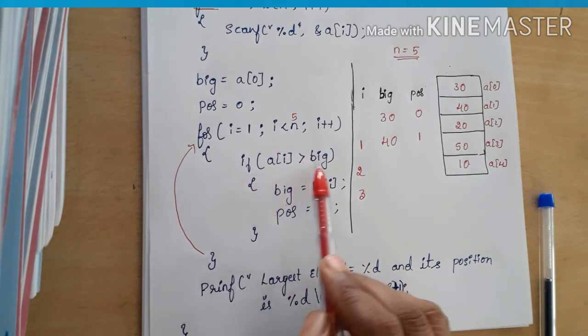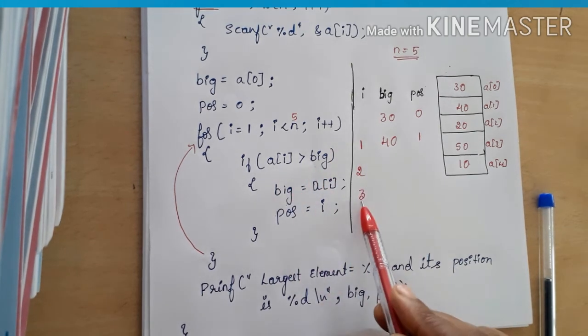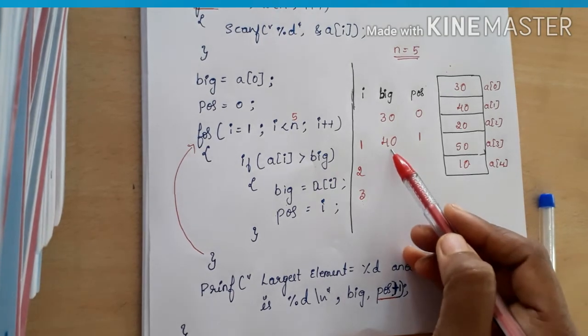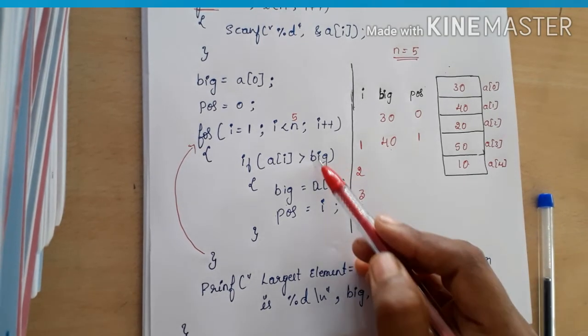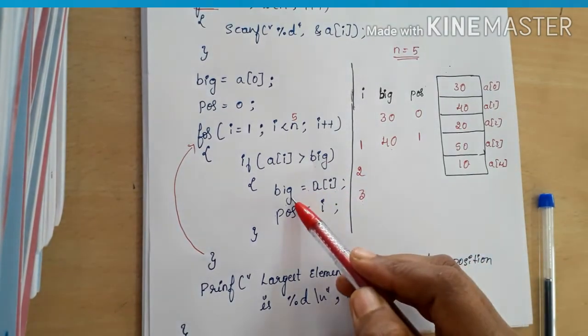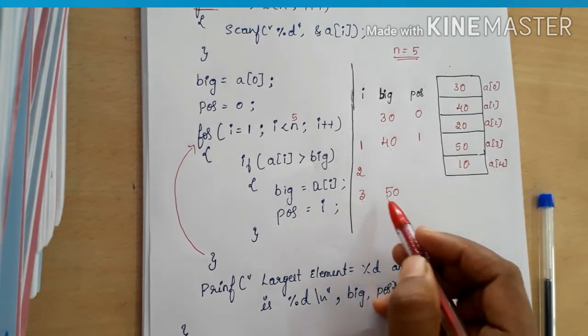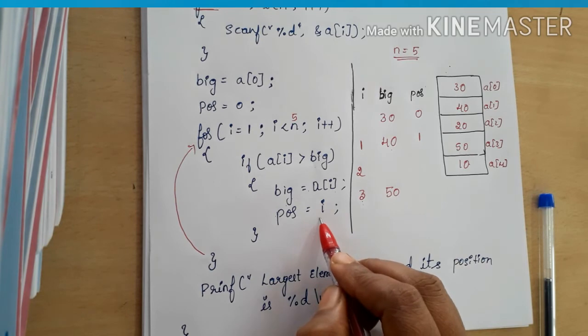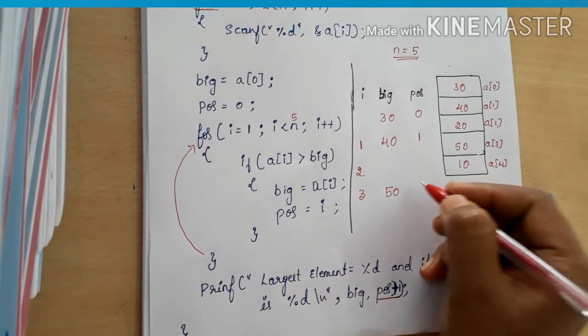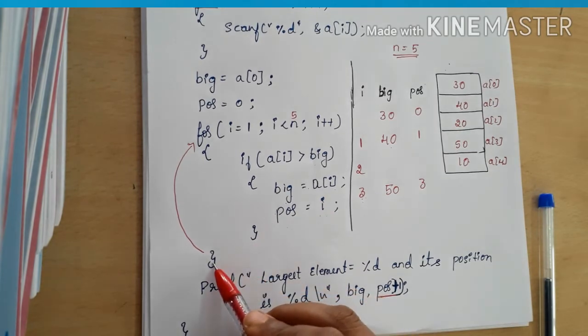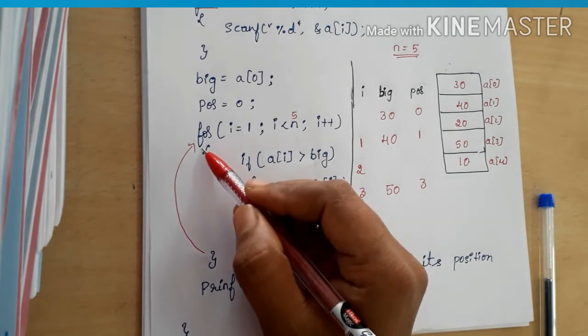Next we compare u of I with big. U of I means u of 3. U of 3 value is 50. As 50 is greater than 40, that is, greater than big? Yes. Then copy u of I to big. U of I means u of 3, that is 50 is copied to big. Next copy I to position. I value is 3, 3 is copied to position. End if, next instruction is end for, control returns back to the for loop.